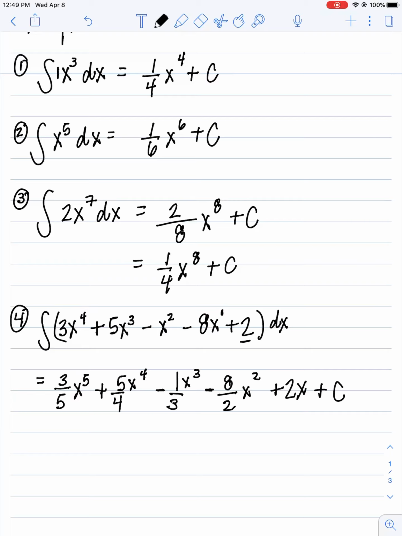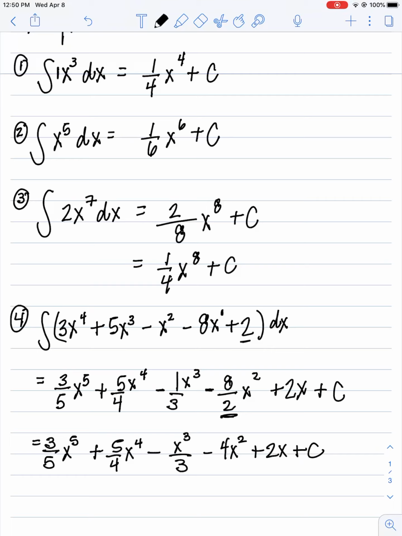You've heard me say that over and over this semester. And when I say clean it up, that pretty much means reduce fractions if possible. The only fraction that we can reduce is right here, which means it would just be 3/5 x to the 5th plus 5 over 4 x to the 4th minus 1. Well, we don't have to have that 1. We can just put x to the 3rd over 3 minus 4x squared plus 2x plus c.